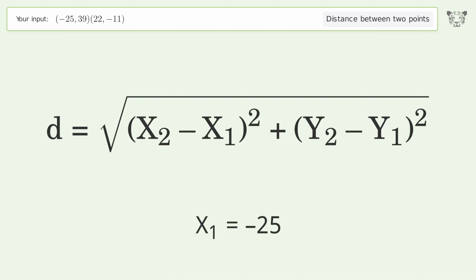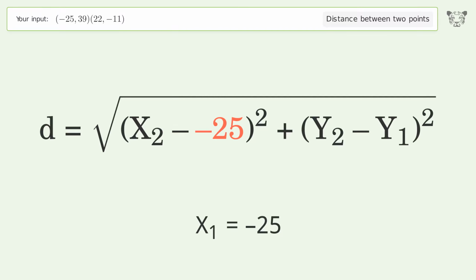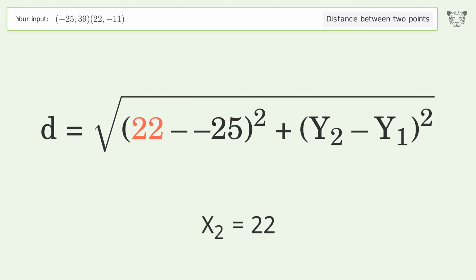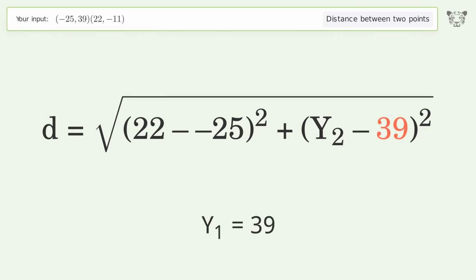x1 equals -25. x2 equals 22. y1 equals 39. y2 equals -11.